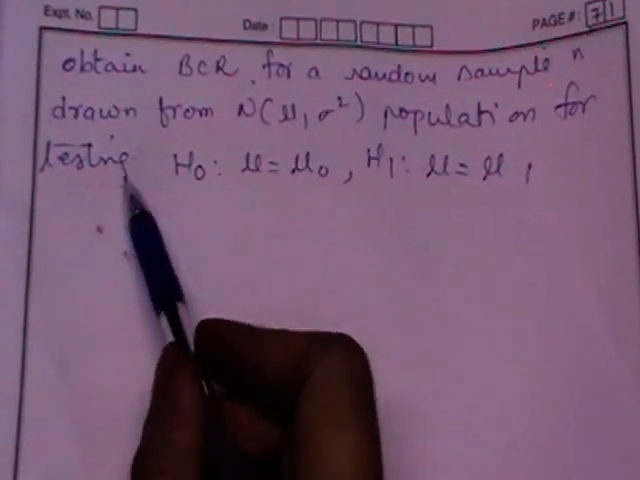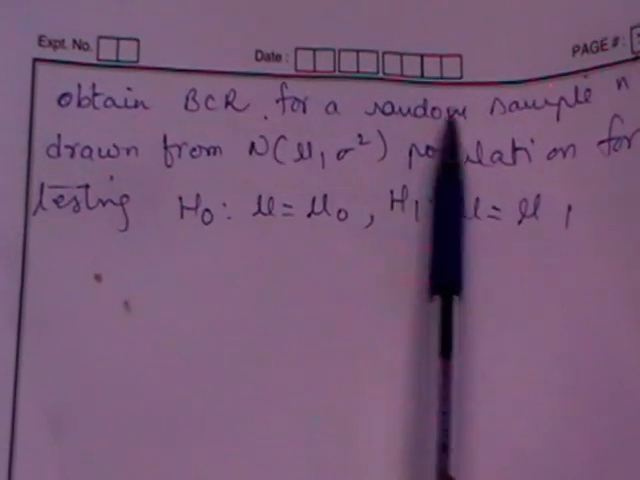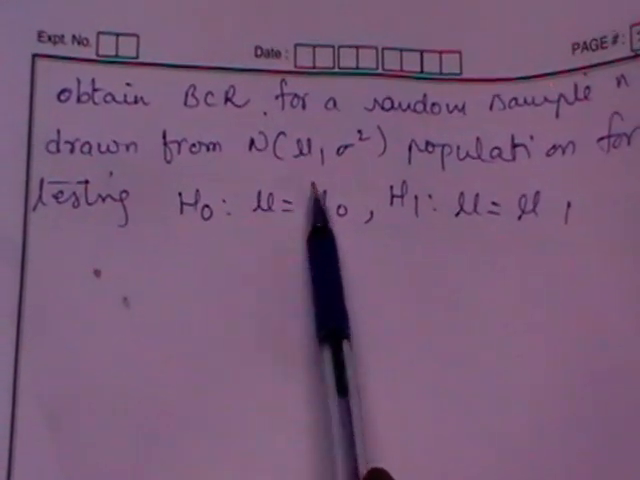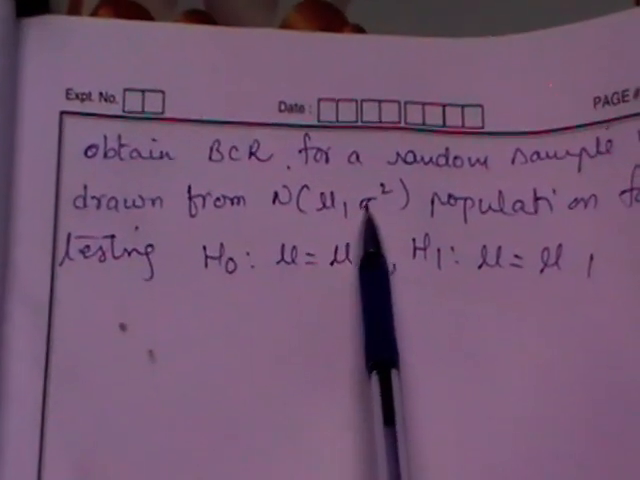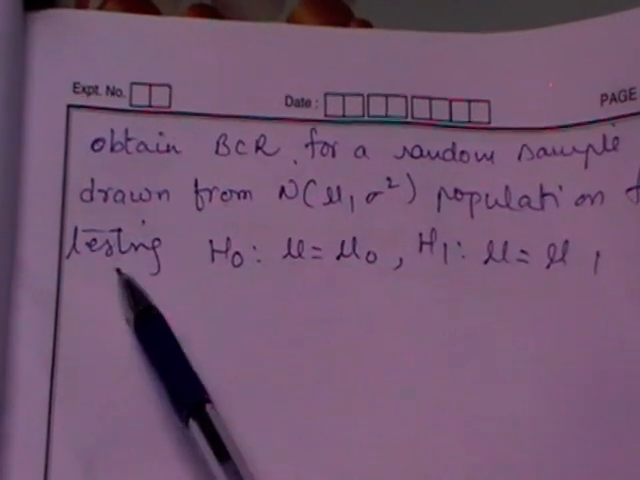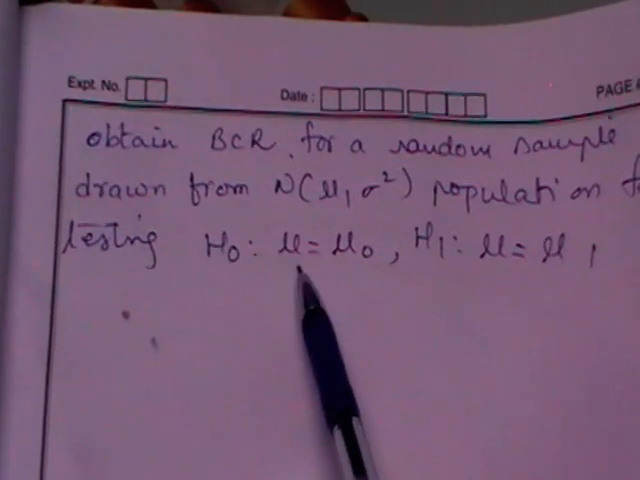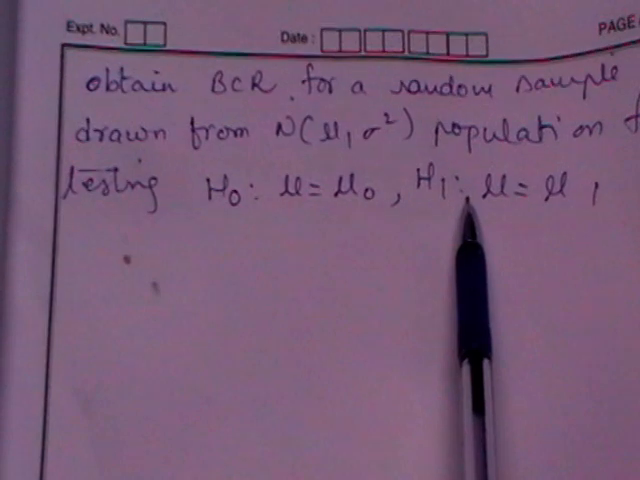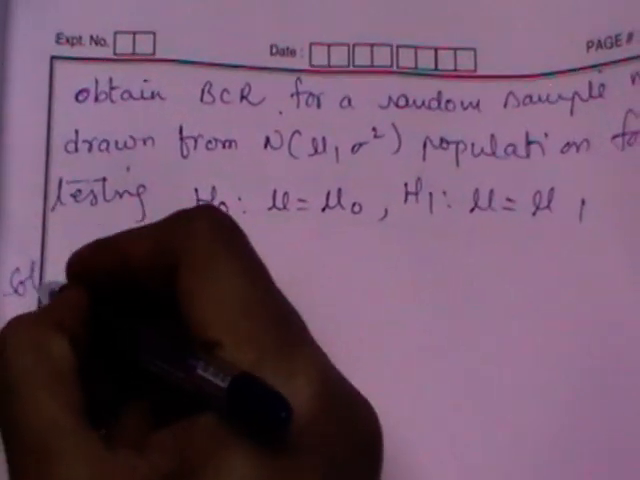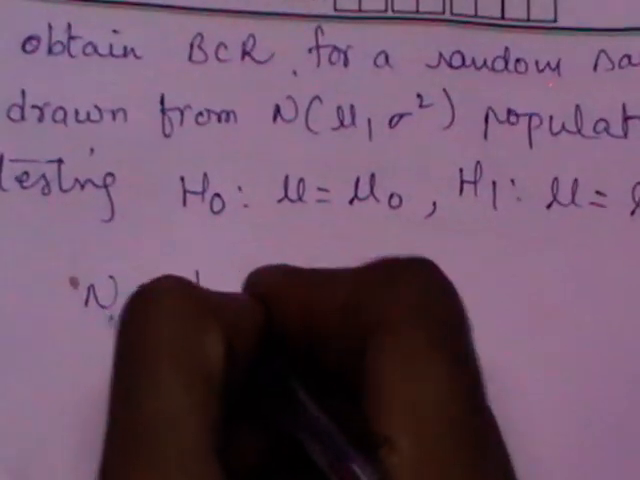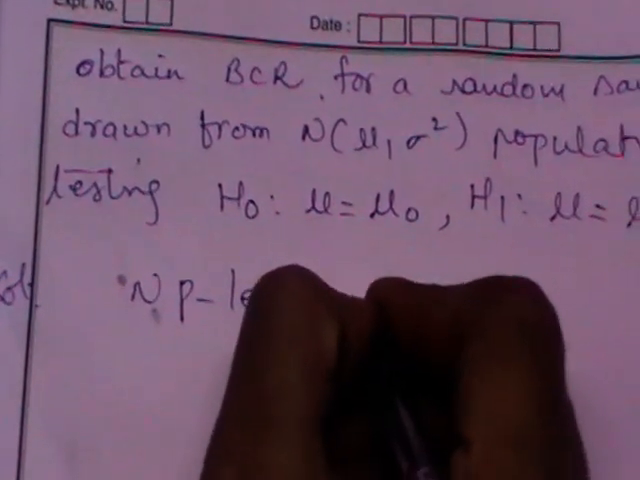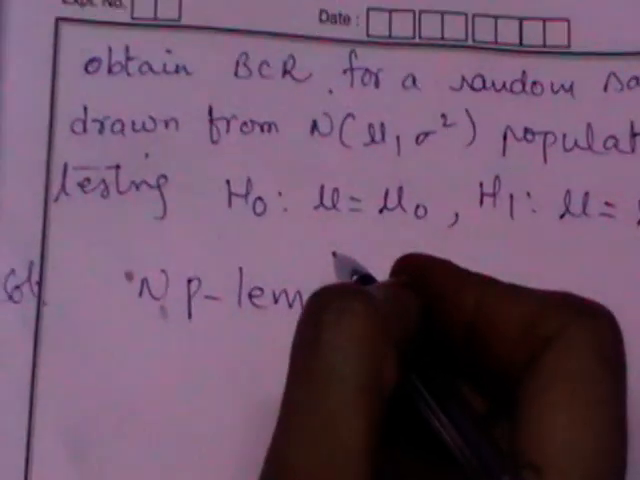The next problem on NP Lemma is: obtain BCR for a random sample of n drawn from a normal population with mean mu and variance sigma square, for testing the hypothesis H0: mu is equal to mu0 and H1: mu is equal to mu1. As we know, using NP Lemma means there is a certain sequence of steps to obtain the BCR.